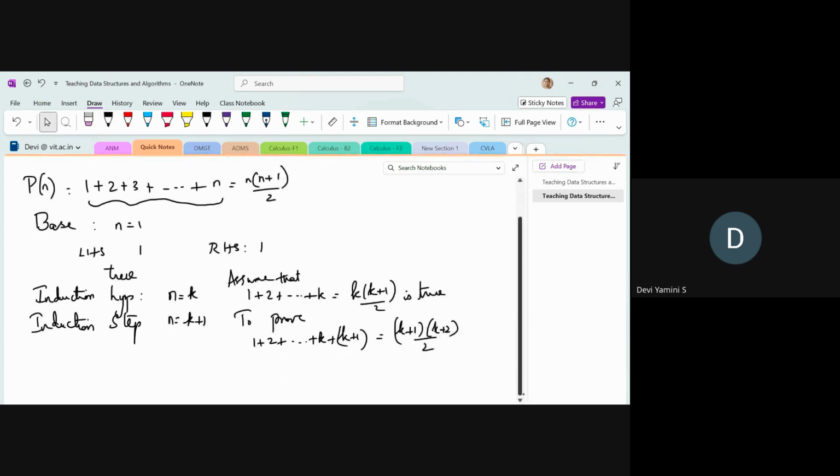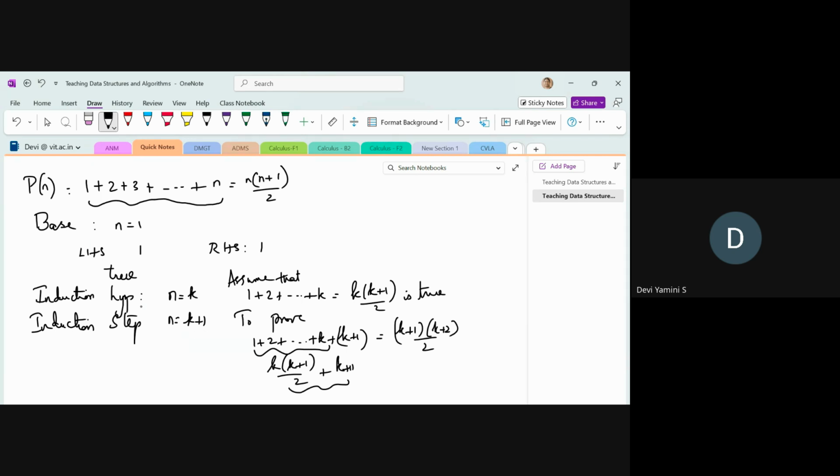So what we do is, we know that by the previous step, the induction hypothesis, this is assumed to be k into k plus 1 by 2. You have k plus 1 to be added. So simplify, and you will end up with this expression. So you assume for n is equal to k, prove for k plus 1. This is nothing but weak induction.